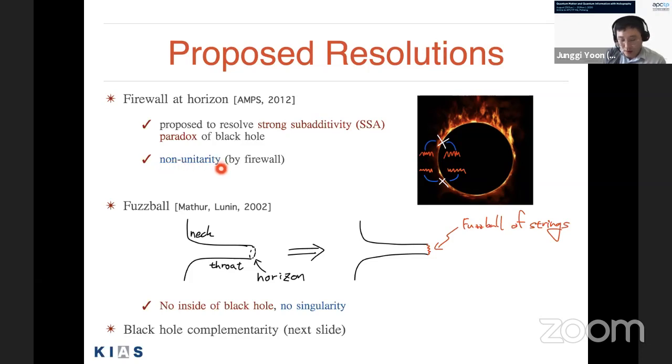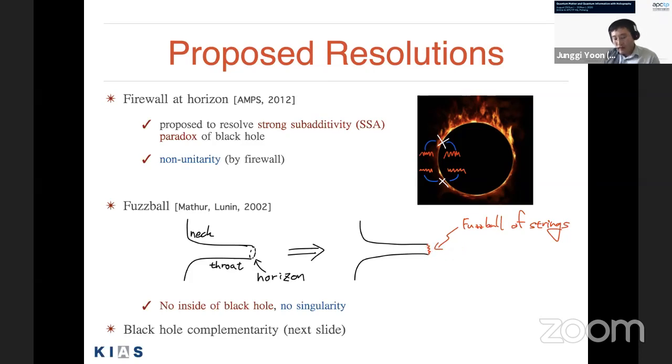If we have a firewall, the theory is not unitary anymore. Also, there is another proposal, the fuzzball. In a word, when an observer is far from the horizon, the black hole still looks like a classical geometry. However, if the observer approaches the horizon, the horizon is not the usual classical geometry anymore, but the observer could see some quantum state instead of the horizon. They will see some fuzzball of strings, and there is no geometry inside of the horizon.